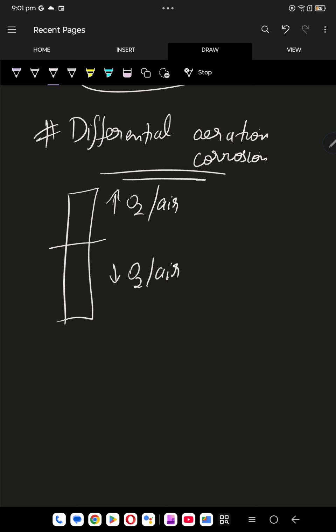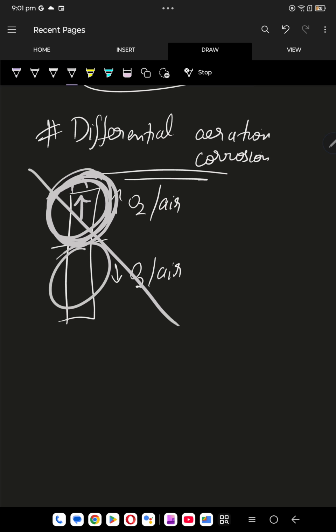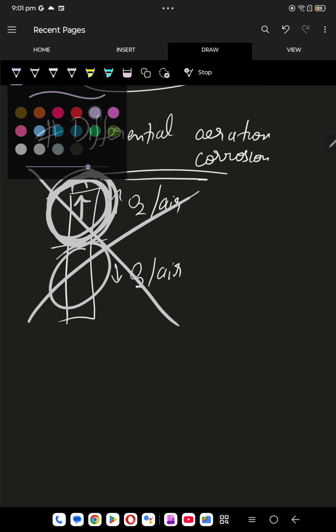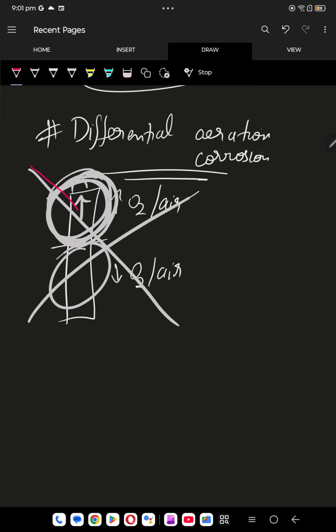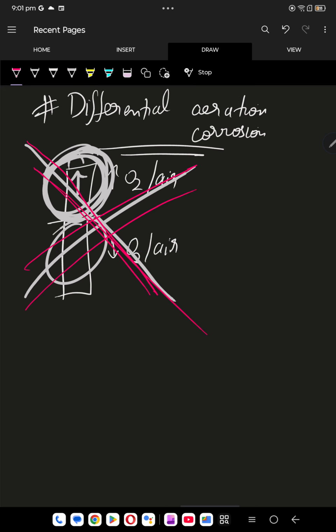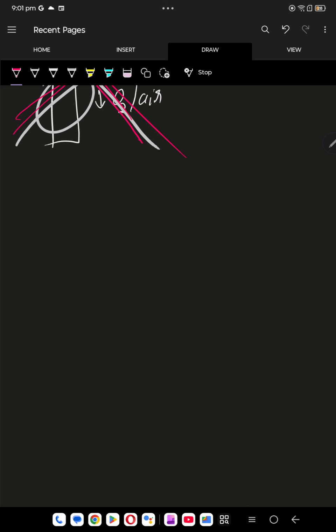Now generally what people think is that the part exposed to more oxygen, more air, must be more reactive. So this acts as anode. Anode is where oxidation happens. If it undergoes corrosion, the cathode will remain unaffected. This is a big blunder and it's a big no. It does not work like that. I'll tell you how. What we did till now was wrong. Till here it is correct.